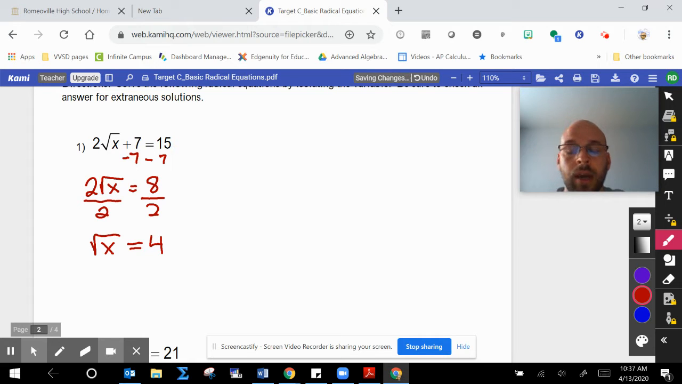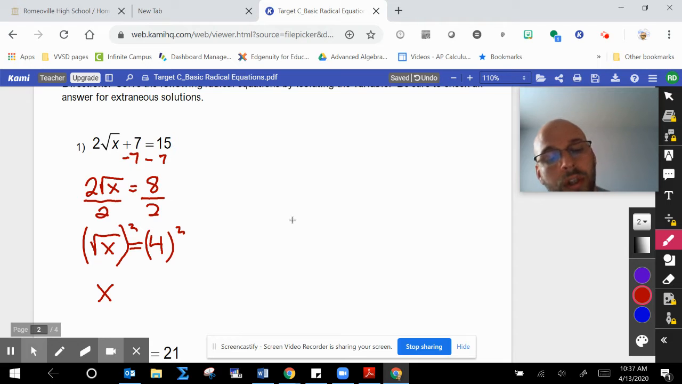And now the inverse operation of a square root is the exponent of 2. So to finish this off, I'm going to take both sides and square them. Now, when you square a square root, you're left with just the argument, the inside. So we then just have 4 squared, which is the value of 16.